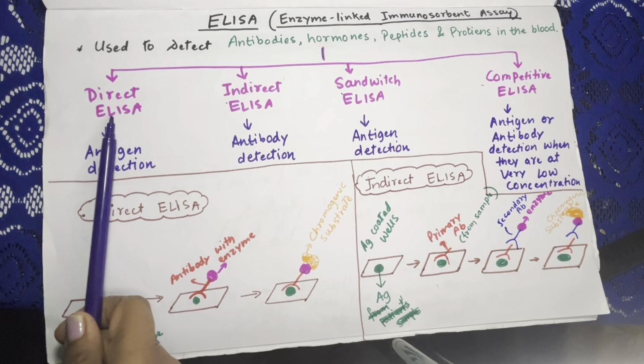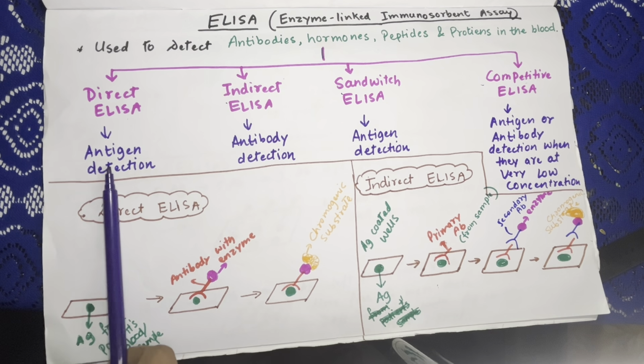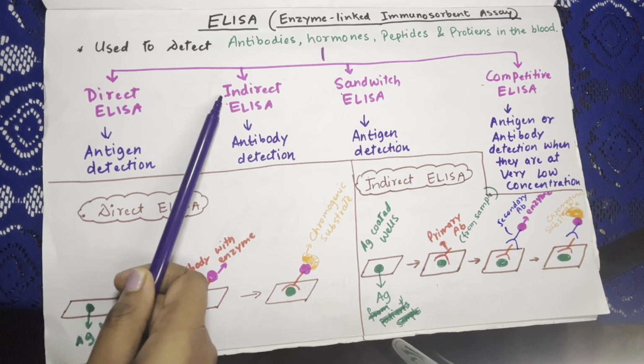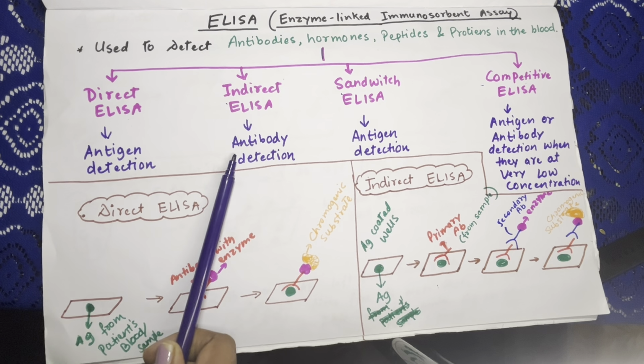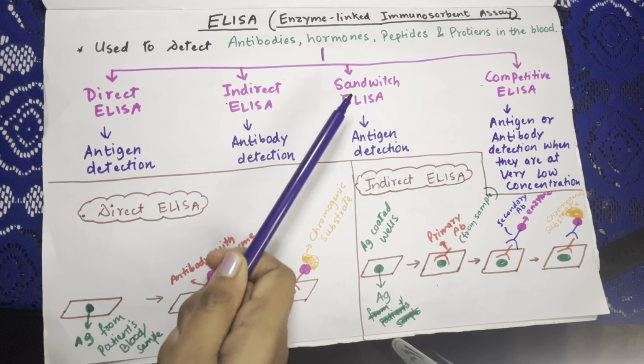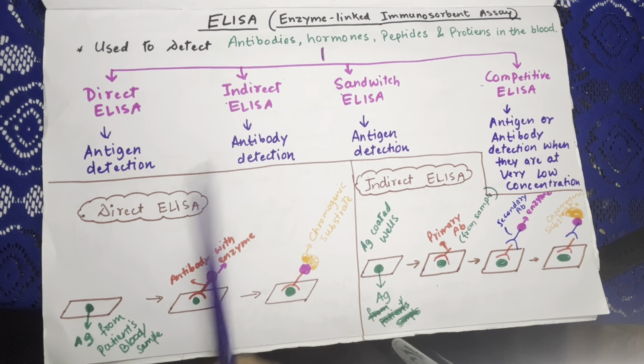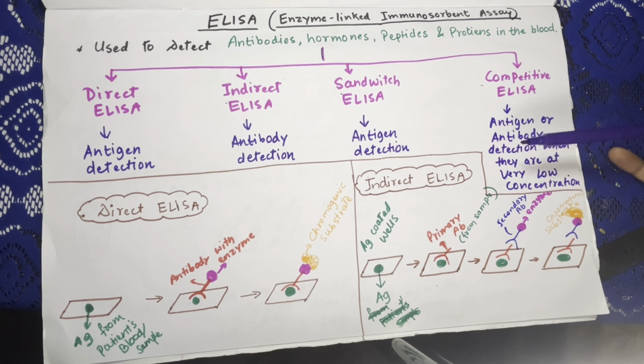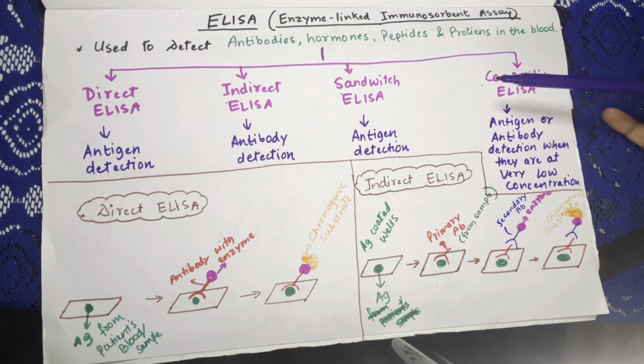Direct ELISA is done to detect antigen. Indirect ELISA is done to detect antibody. Sandwich ELISA is done to detect antigen. And competitive ELISA is done to detect antigen or antibody, but it is done in a case where antigen or antibody concentration is very low. In case of very low concentration, competitive ELISA is performed.